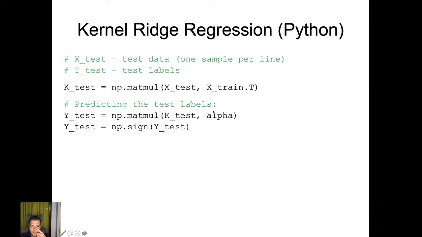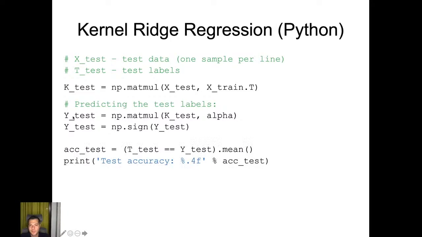We just multiply this kernel matrix with the learned weights alpha, and then we have the predictions for a binary classification problem, let's say, by computing the sign over these predicted scores. And then we have the accuracy on the test data by comparing the predicted labels with the ground truth labels.